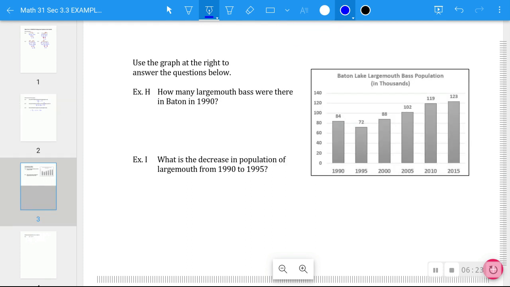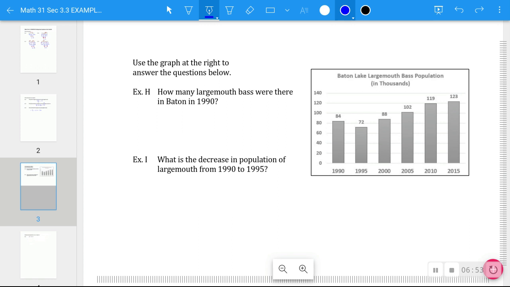All right, examples H and I refer to this bar chart over here, bar graph. And in the bar graph, what we have is the population of largemouth bass in Baton Lake. The numbers are representing thousands. So we have to keep that in mind. It says in thousands.